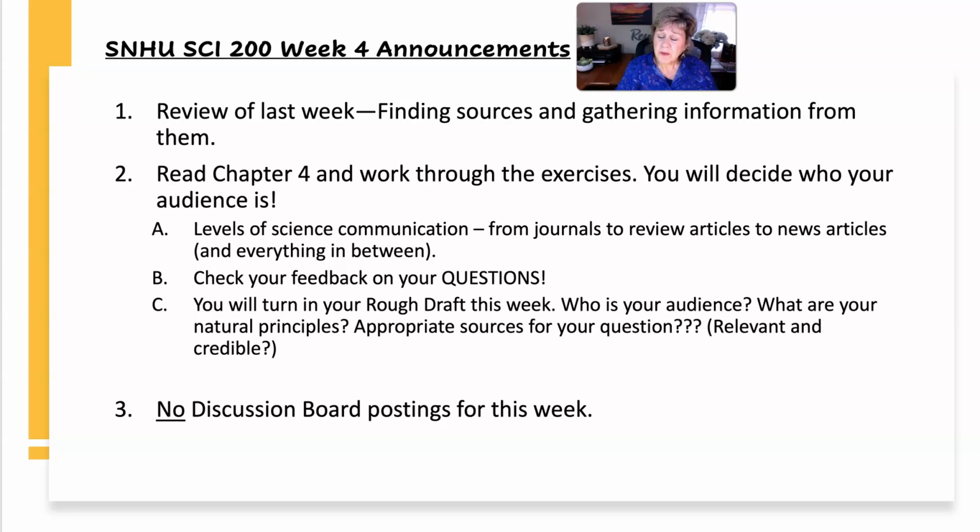All right, read chapter 4 and work through the exercises. During this chapter, you're going to figure out who your audience is, and that's going to be very important. In chapter 4, you're going to learn about the levels of scientific communication. If you're going out to the general public and you're talking about a pandemic, for example, you are going to have to word it on the level of the general public, right? As opposed to going to a scientific meeting of your colleagues who are in the same field, who know all of the research. You will have a totally different type of presentation with that group.